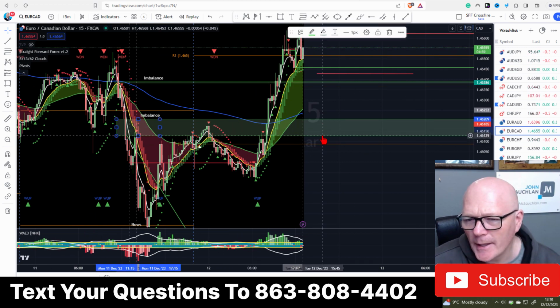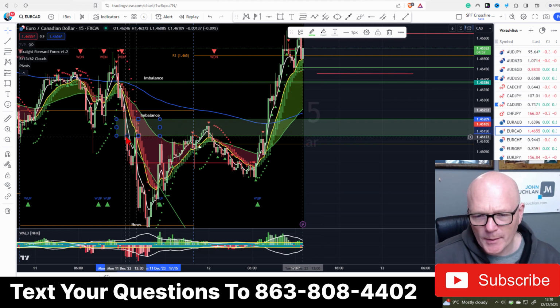So this has been taken out. You can see this was imbalance because it was all sellers. Okay, the first candle, the wick is here. The third candle, the wick's there. So we've got this gap. Okay, and we put our imbalance in that gap.